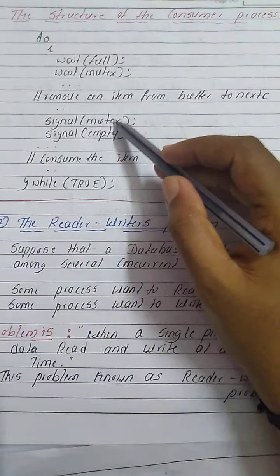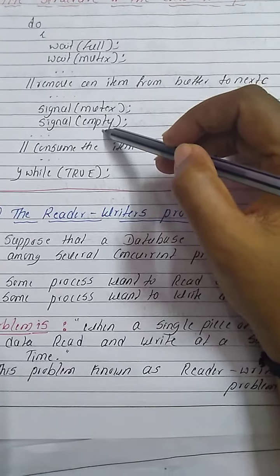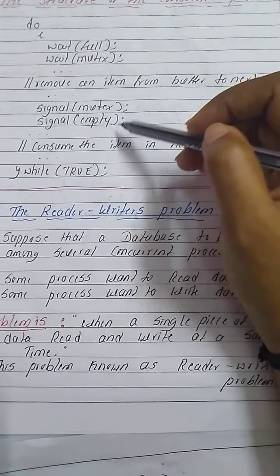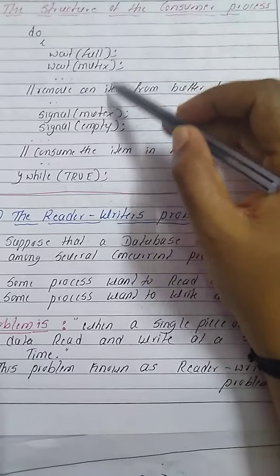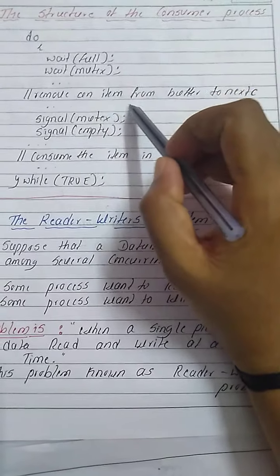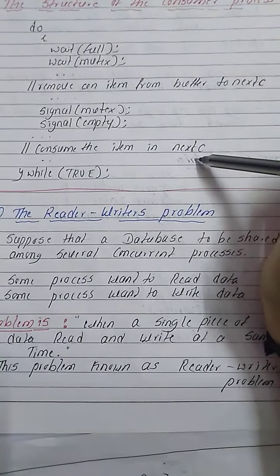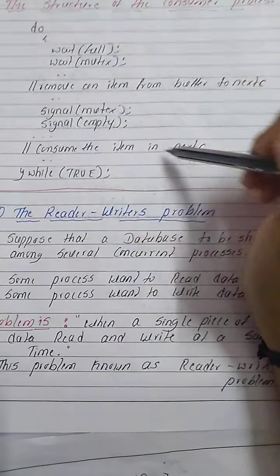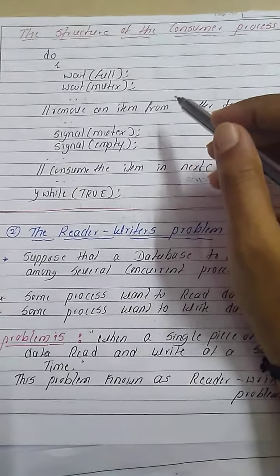Then again, the mutex value is 0 and it becomes 1. Empty was previously 0 and it becomes 1. You can go through the previous values. When it becomes 0, it enters the critical section and can remove an item from the buffer. When it becomes 1, it has consumed the item. This is how the code works for a producer and the consumer.